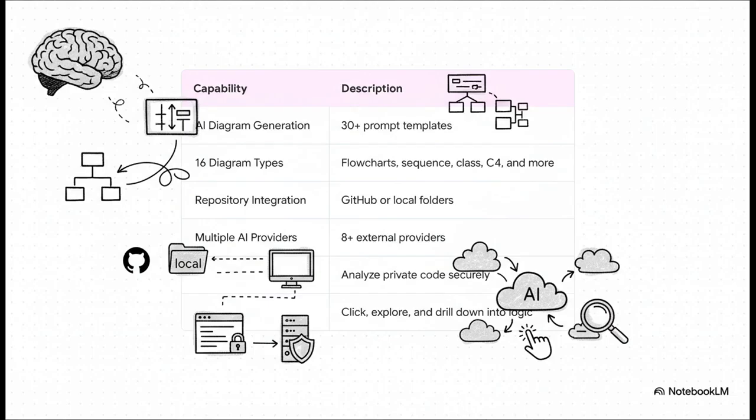And you know, it's not just talk. It's backed up by some really powerful features. We're talking about generating over 16 different diagram types, flowcharts, sequence diagrams, you name it, using more than 30 pre-built templates. It hooks right into your repos, whether they're on GitHub or sitting on your local machine. You can even plug in your own AI provider or analyze private code totally securely.